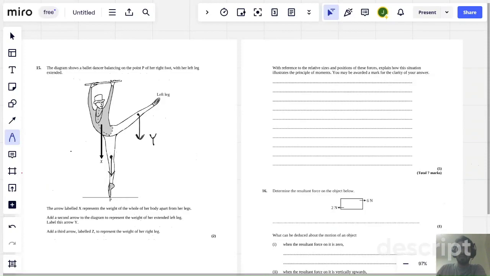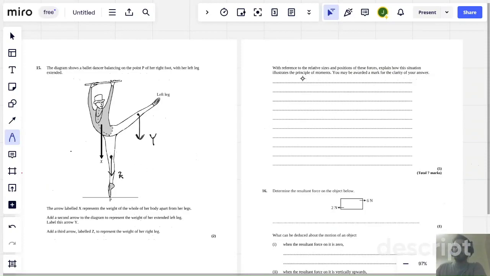So this is Z. Next, with reference to the relative sizes and positions of these forces, explain how this situation illustrates the principle of moments. You may be awarded a mark for the clarity of your answer.